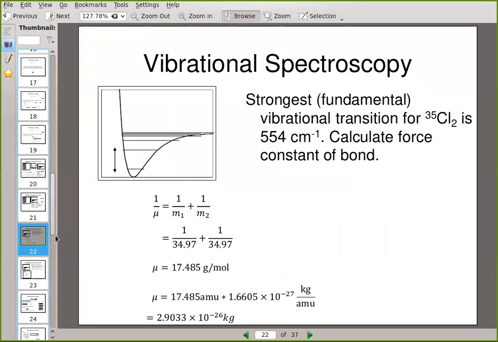Okay, so firstly, I've had a look for isotopes of chlorine on the web, and I was able to get an exact value, which I'm only representing here to 2 decimal places, for the mass of a chlorine atom. So the reduced mass for Cl2 is going to be 1 over the mass of one chlorine atom plus 1 over the mass of the other chlorine atom, which is just 1 over 34.97 plus 1 over 34.97.